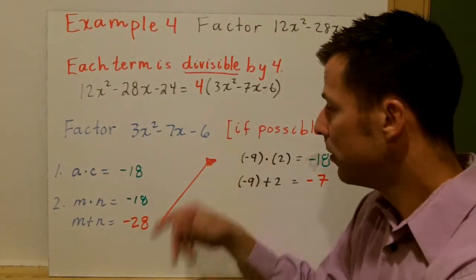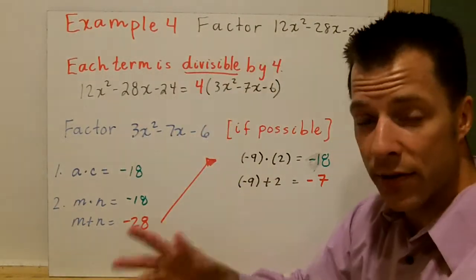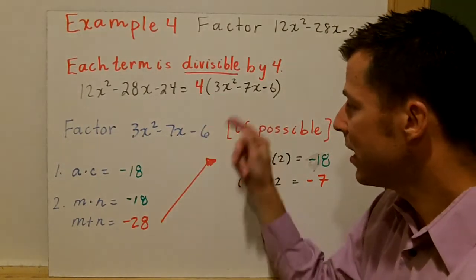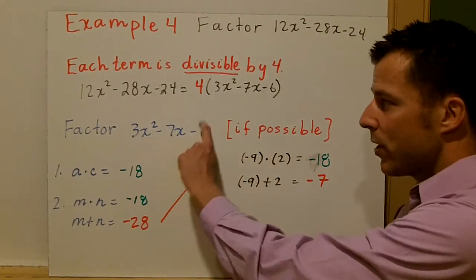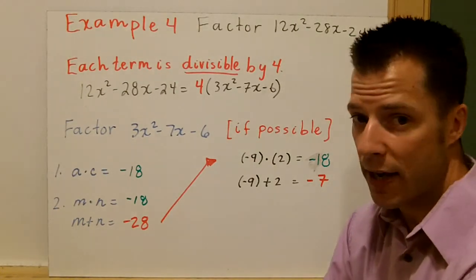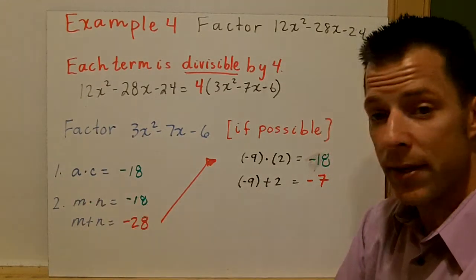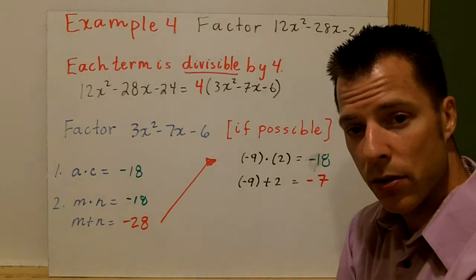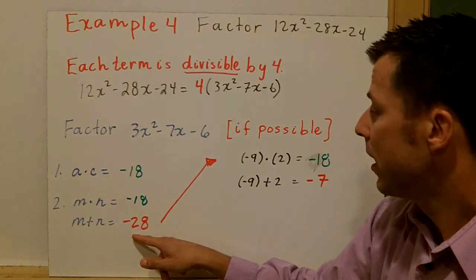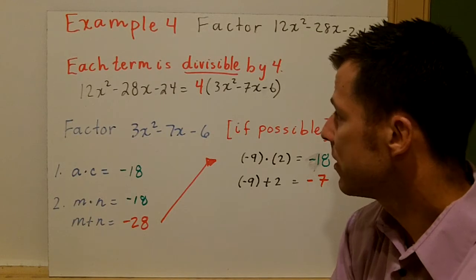So I've factored out the 4, the largest common term. Now I have to factor what's in parentheses, or try to. The whole idea is to factor that expression completely. So I'm not done. I factored out the 4, that's true, but I have to see if this is actually possible. Can I factor 3x squared minus 7x minus 6? So I start with our rules. I multiply a times c, and I get minus 18. So now I'm looking for two numbers whose product is negative 18, whose sum is negative 7.